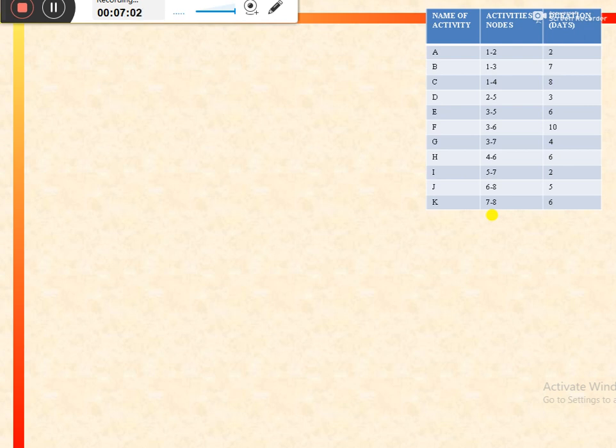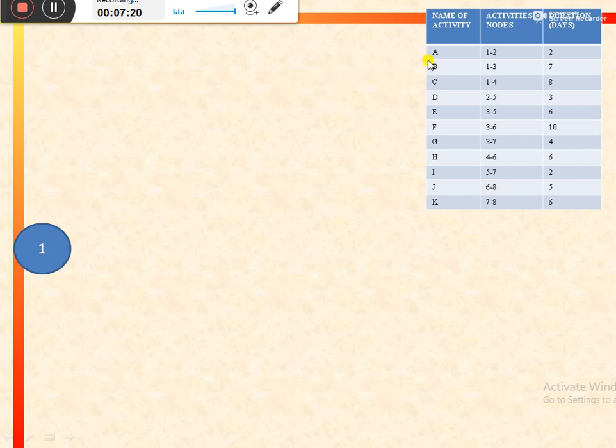So with the help of this information we would draw the network for this project. First of all, we need to start with node 1. So let's suppose that this circle denotes node 1 of the project.